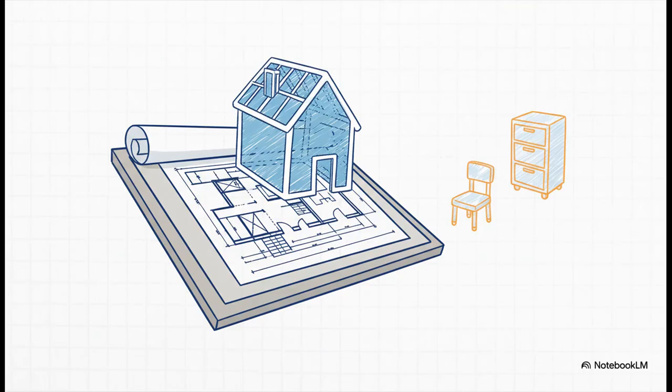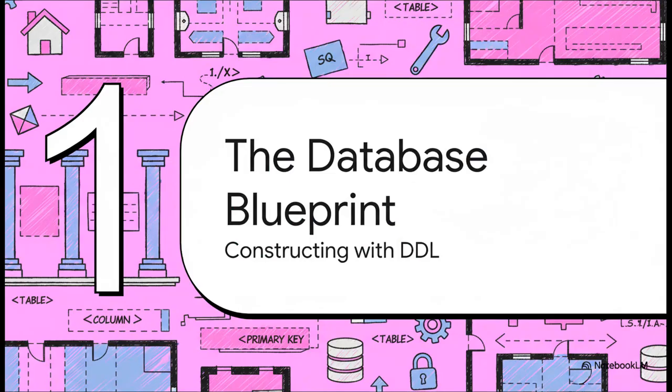I want you to stop thinking about this as coding for a second and start thinking about it like architecture. Before you can move in any furniture, which is your data, you absolutely need a solid, well-designed blueprint for the house itself. So, the special language we use to write this blueprint is called Data Definition Language, or DDL for short. These are the specific SQL commands that don't actually touch the data. No, their job is to create, modify, and define the very structure where your data is going to live.